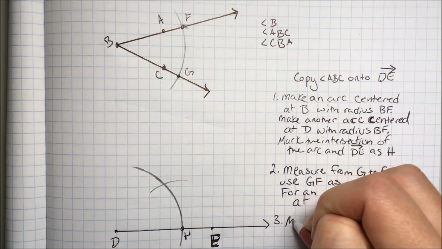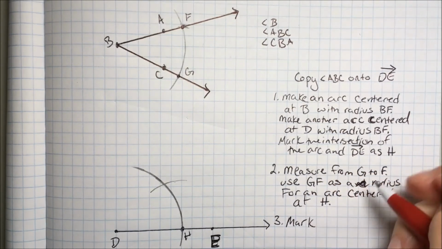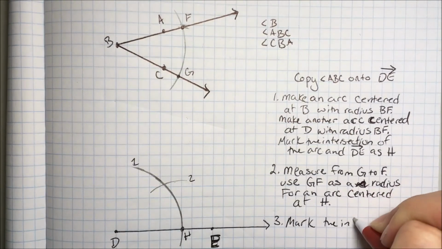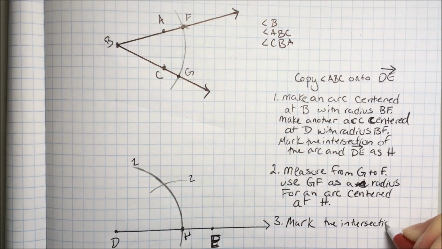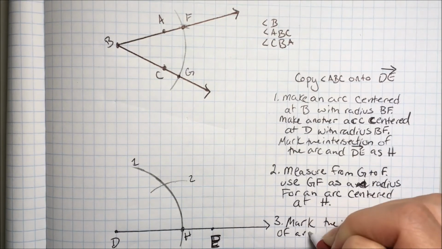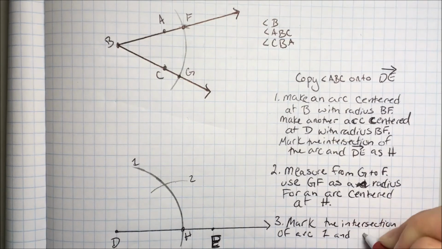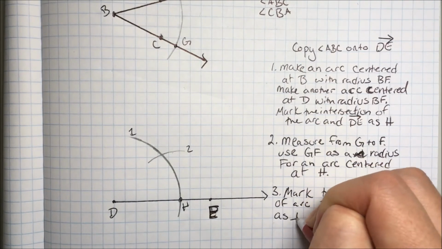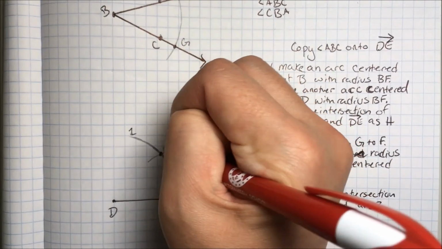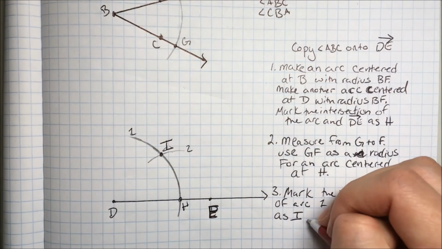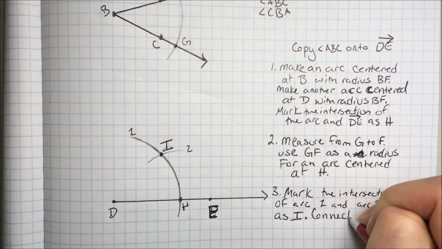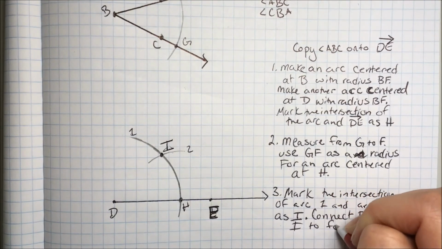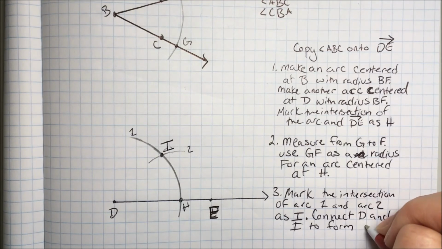3. Mark, and this is arc 1, call this arc 2, the intersection of arc 1 and arc 2 as I. Connect D and I to form ray DI.